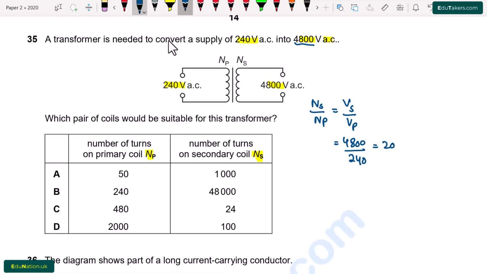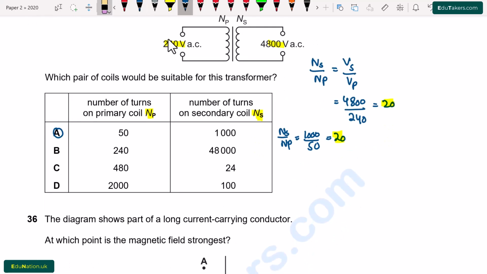So for the first, here will be Ns over Np, which is equal to 1000 over 50, which is equal to 20. So here 20 is equal to 20. It means that option A is correct. We also check the other ones.